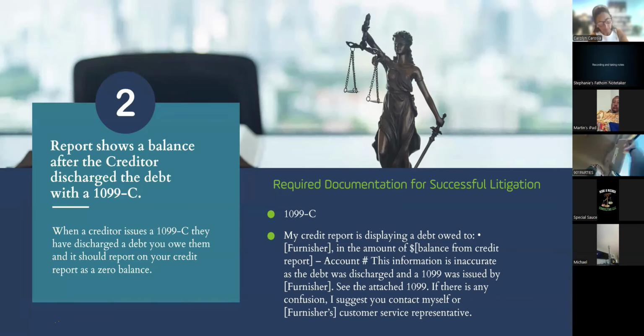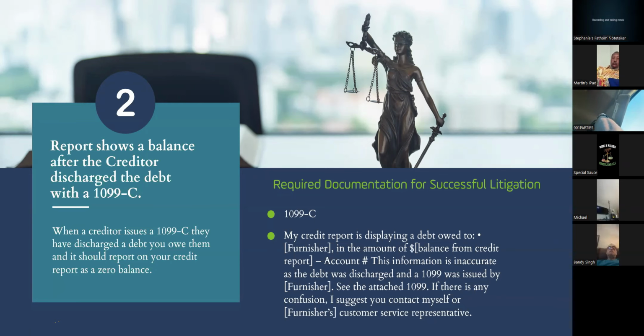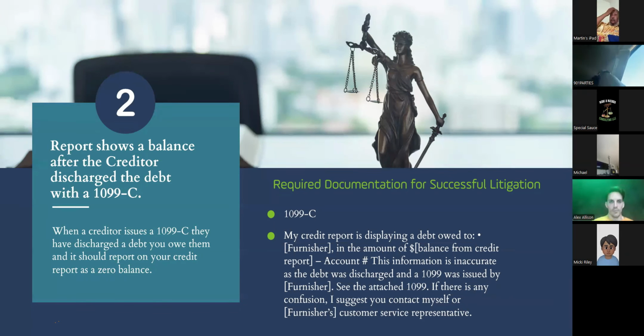So if you have that, the documentation is obviously a copy of that 1099-C. And again, the dispute is very simple. My credit report is displaying a debt owed to Chase Bank in the amount of blank, with the account number. This information is inaccurate as the debt was discharged and a 1099-C was issued by Chase. See the attached 1099. If there's any confusion, I suggest you contact myself or a Chase customer service representative. So again, just a very simple thing.